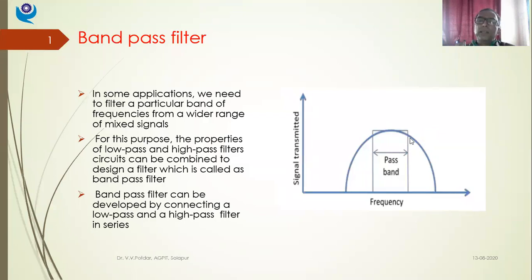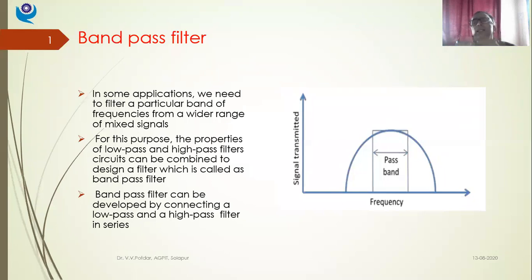So only the frequency in the band pass or pass band, only within this range, will be allowed to be transmitted further, either to the controller or to the microprocessor or to the actuator, whatever is the case. So this is called as band pass filter. So only the small band of frequency will be allowed. Lower frequencies will be chopped and higher frequencies will be chopped. So in some applications, we need to filter a particular band of frequency from a wider range of mixed signals. If such is the requirement, we're going for band pass filter.